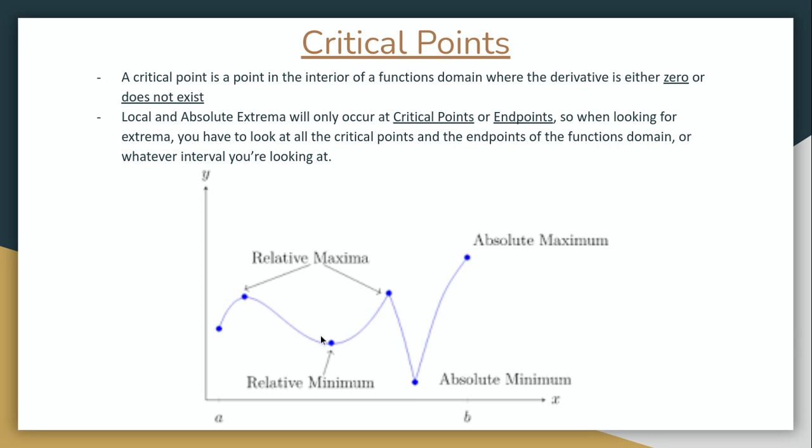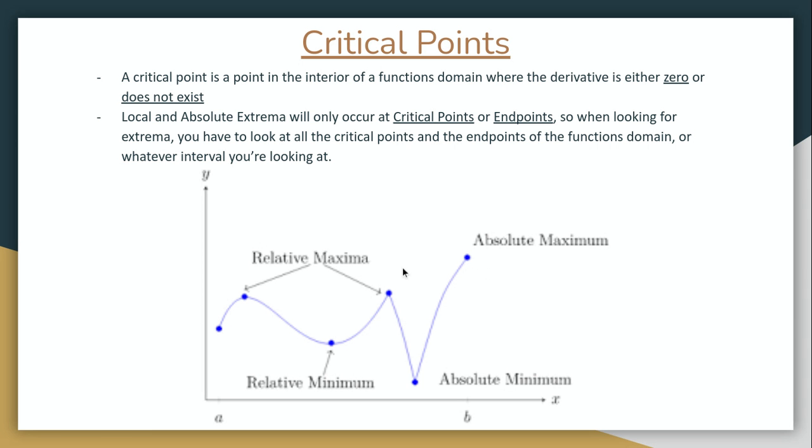Here's a critical point. Some of them are. Oh well, they are all local maxima or minima. Exactly. And we're going to read the next point. You aced it. Local and absolute extrema will only occur at critical points or endpoints.